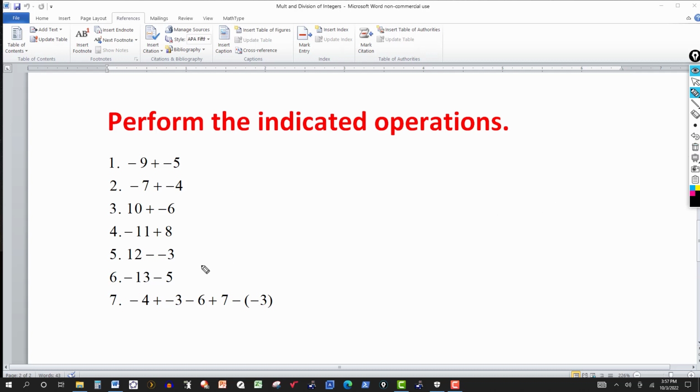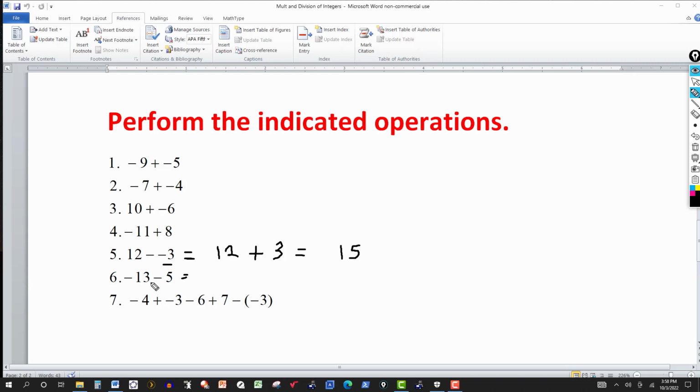So in the next one then, 12 subtract negative 3. Write that as an addition. So change the subtraction to a plus, and then take the opposite of the number you're subtracting. The opposite of a negative 3 is a positive 3. Now you just follow the rules for addition. You're adding two integers, both positive, so you just add the numbers. 12 and 3 is 15. Bring down the sign. They're both positive, so of course the answer is positive.